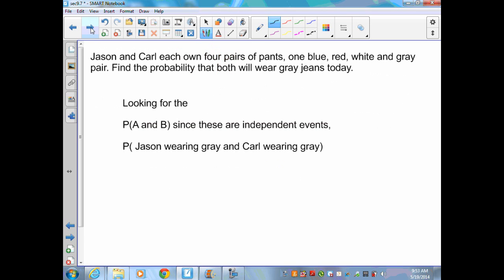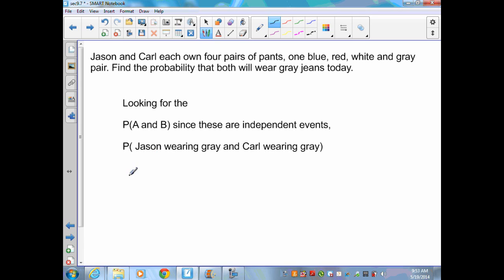Our first example: Jason and Carl each own 4 pairs of jeans: 1 blue, 1 red, 1 white, and 1 gray. Find the probability that both will wear gray jeans today. We're looking for the probability of A and B. Since these are independent events, it doesn't matter which pair Jason or Carl wears because it doesn't affect the other. Therefore, we know they're independent.